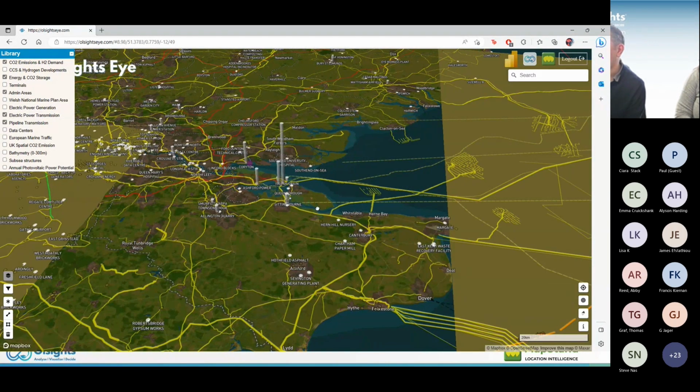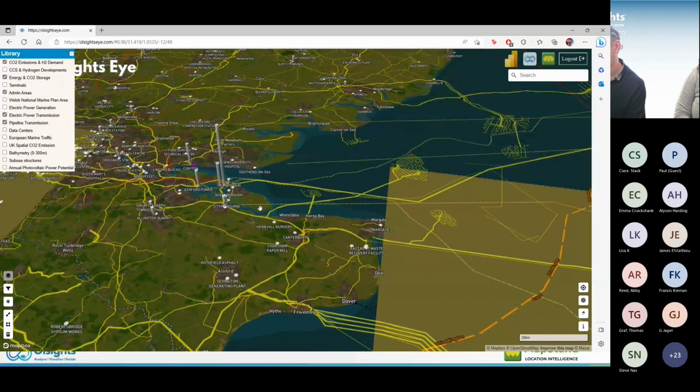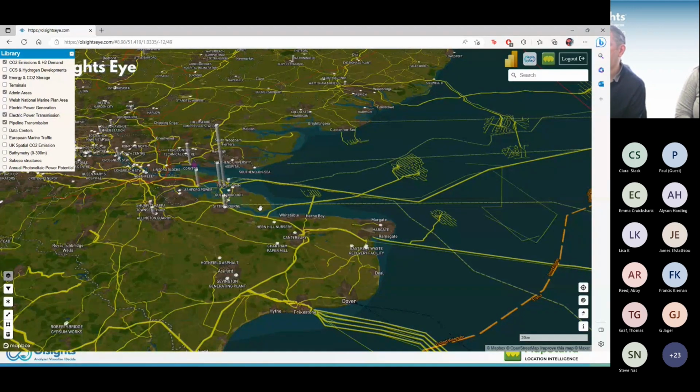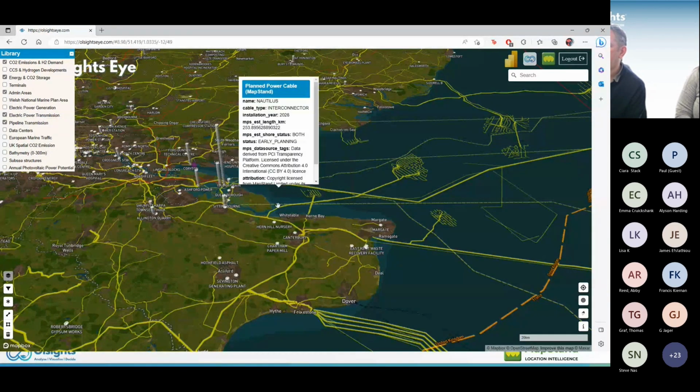You should see that rich complexity of networks that are there, and networks that are planned to be installed in the future. These start to show up, along with all these points. You click on something, and the attributes come up. Same for emissions, same for projects.